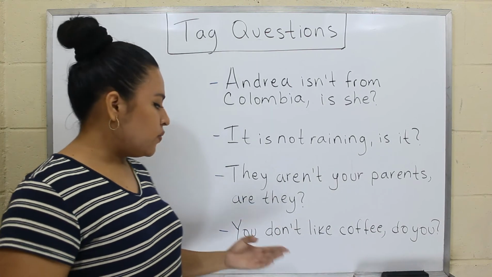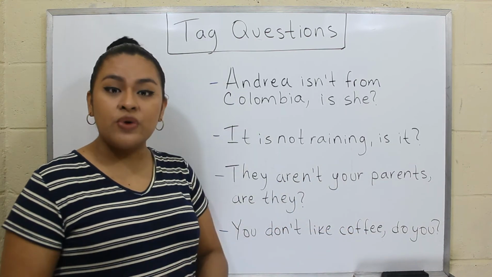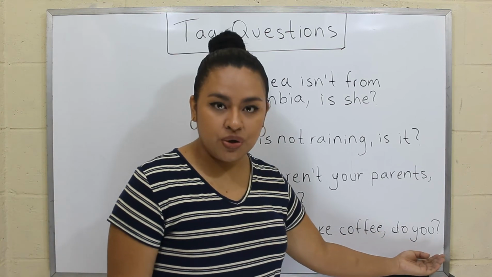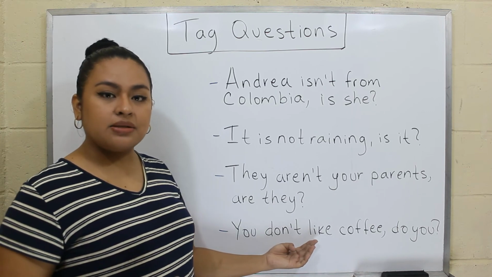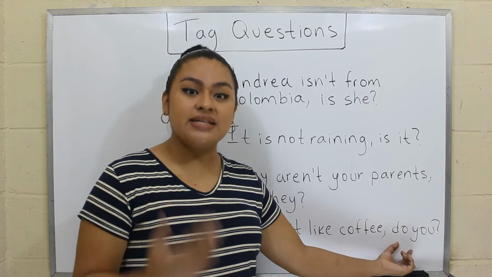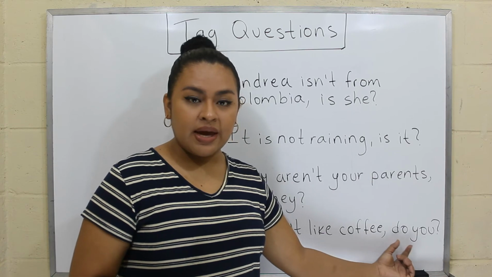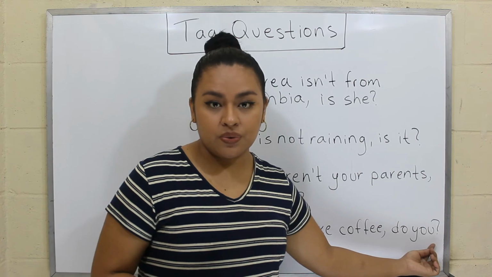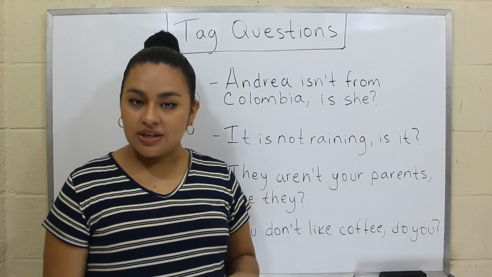And in the last one, we have, you don't like coffee, do you? In this case, we have the statement, you don't like coffee, and the tag, do you? But in here, we have the auxiliary don't in the statement because it is a negative statement. So it means that the auxiliary in the tag will be in the positive form, that is, do. And then we use the pronoun equivalent, that is the same, right? You. And don't forget to write a question mark at the end of every question.